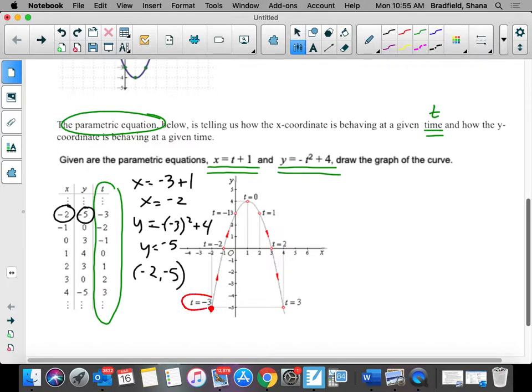But then we add to that what the t value is for that point. So when t is -3, when the time is -3, then we have a point at -2, -5. And so we want to list that. And we would go around in our t-chart for all of those values. So you can also see that we have in our next point, when t is -2, we have a point at -1, 0.